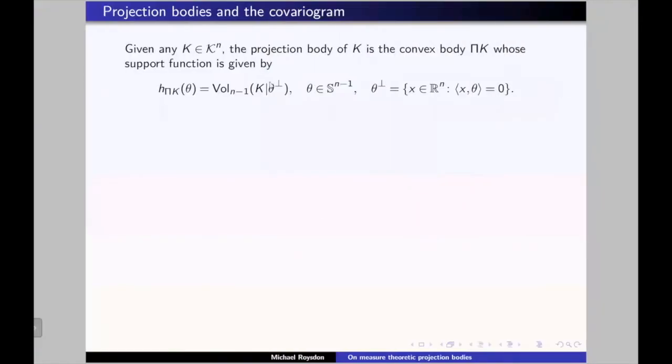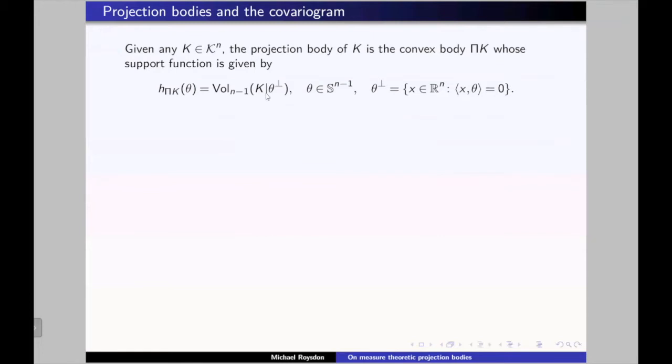And with the support function, we can define what is called the projection body and the covariogram. So for any convex body, its projection body, which we denote capital PK, is the convex body whose support function in every direction theta is the volume of the body projected onto the orthogonal complement of that direction.